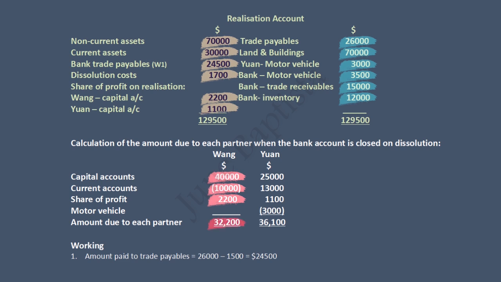Let us now look at Juan's account. The balance on his capital account was $25,000. He had a credit balance of $13,000 on his current account. Share of profit on realization was $1,100. However, he acquired a motor vehicle at the value of $3,000. Therefore, the amount due to Juan is $36,100.